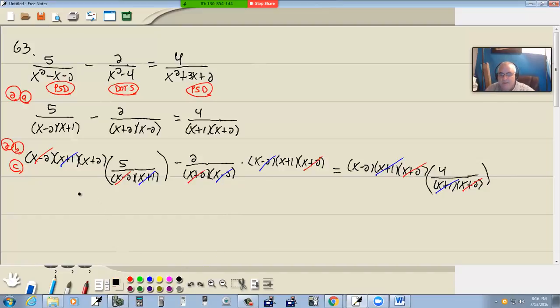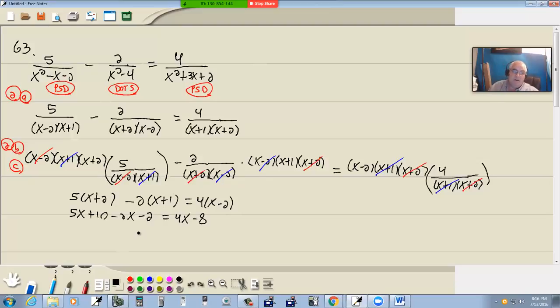So we're left with 5 times (x plus 2) minus 2 times (x plus 1) equals 4 times (x minus 2). So distributive property: 5 times x is 5x, 5 times 2 is 10, negative 2 times x is negative 2x, negative 2 times 1 is negative 2, 4 times x is 4x, 4 times negative 2 is negative 8.